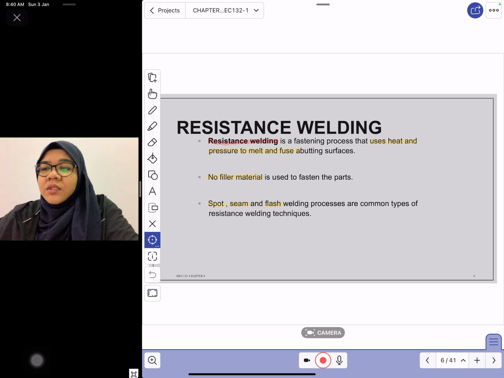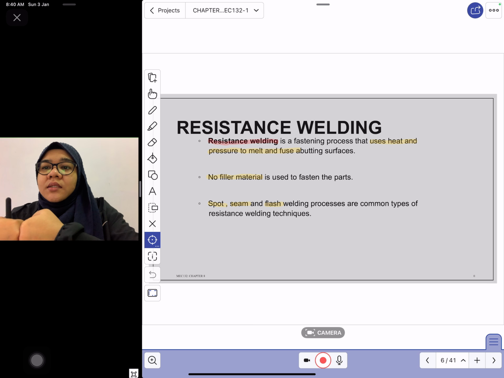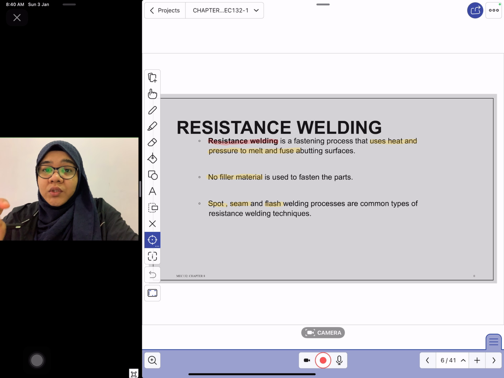Okay, so resistor welding quite simple because it is using the heat and pressure. So ada heat, ada pressure, dia akan melt and fuse, but actually dia sikit je yang akan melekat tu, sikit je untuk resistor welding, not so strong, but depend on the application. Okay, so yang ni contoh dia ada guna jenis macam-macam jenis, ada spot welding, seam welding, flash welding. The operation is a very short, sekejap.